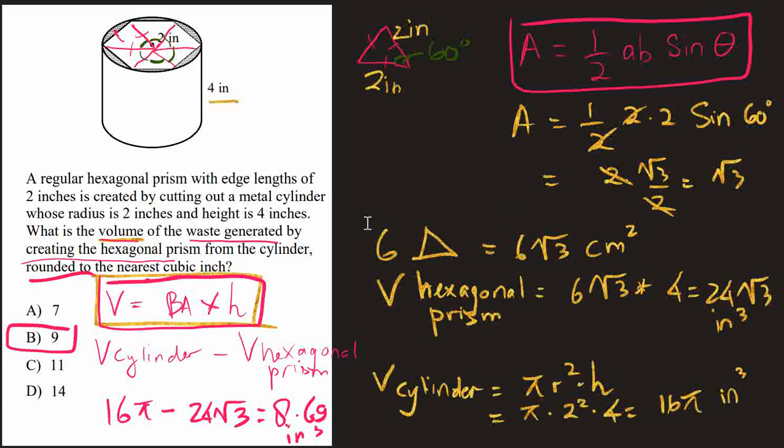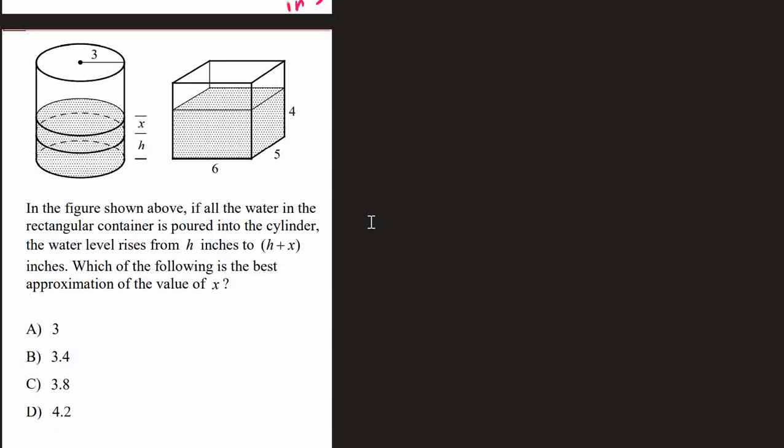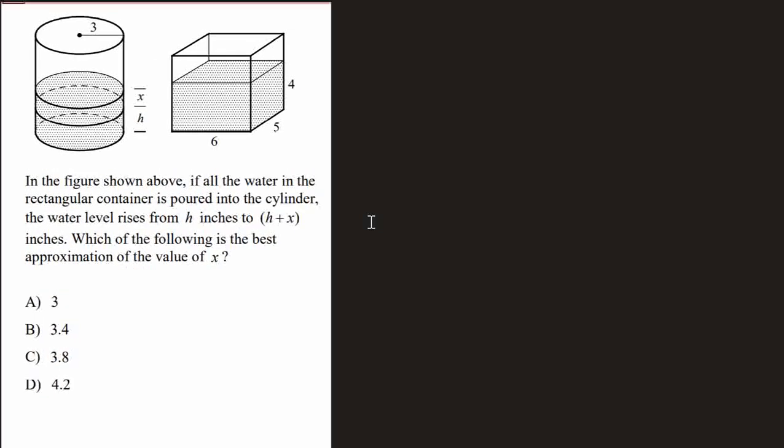Okay, let's go to the next one, the third number. We're going to discuss 5 numbers a day for SAT math practice test. Let's see this question. In the figure shown above, if all the water in the rectangular container is poured into the cylinder, the water level rises from h inches to h plus x inches, from here to here. Which of the following is the best approximation of the value of x?